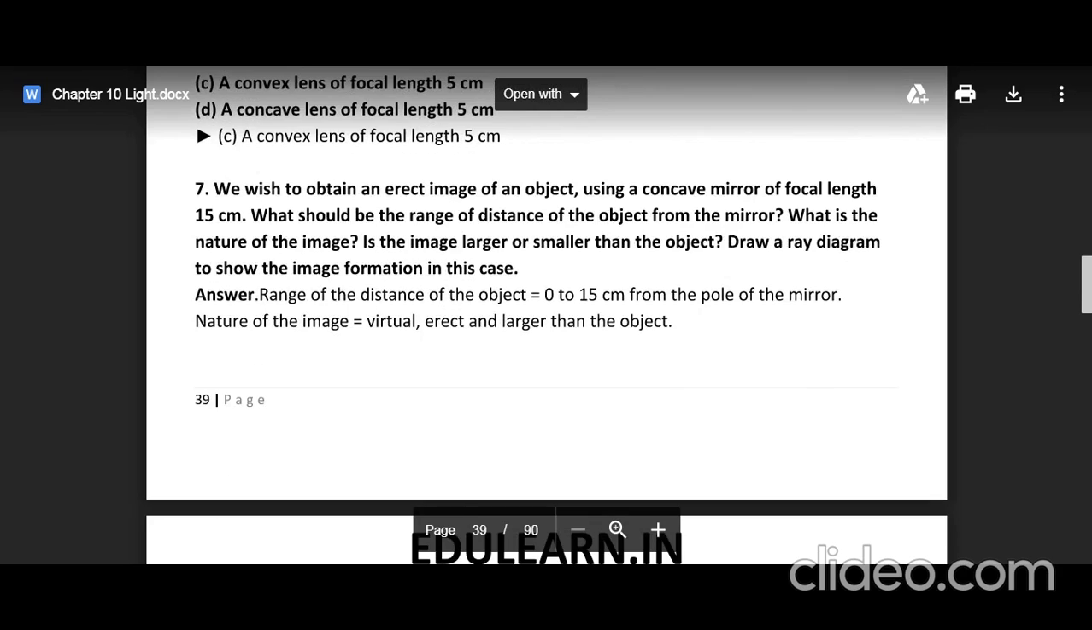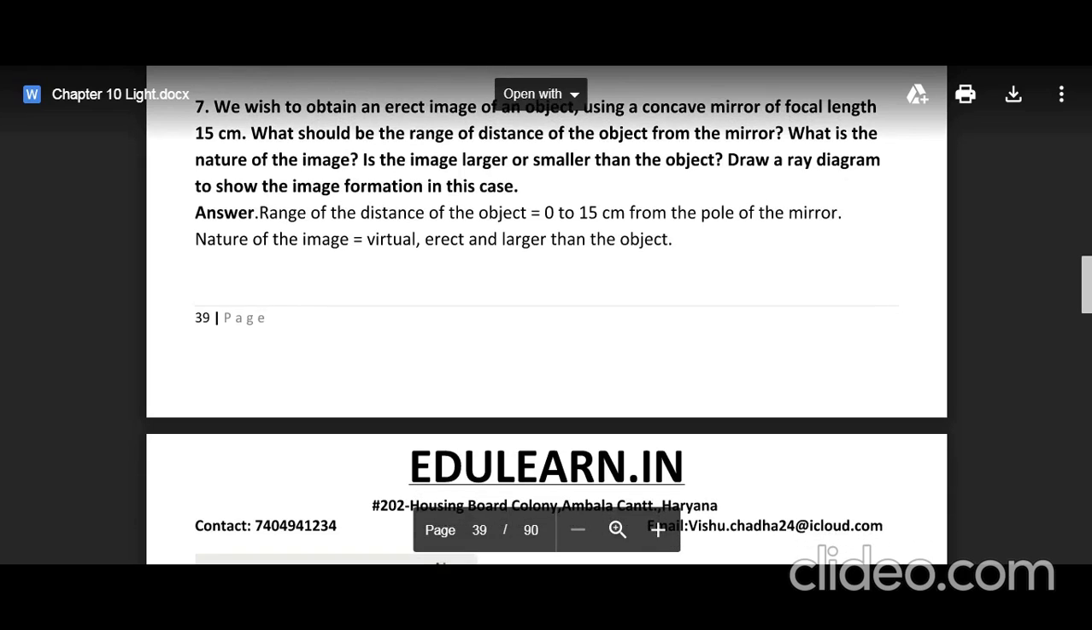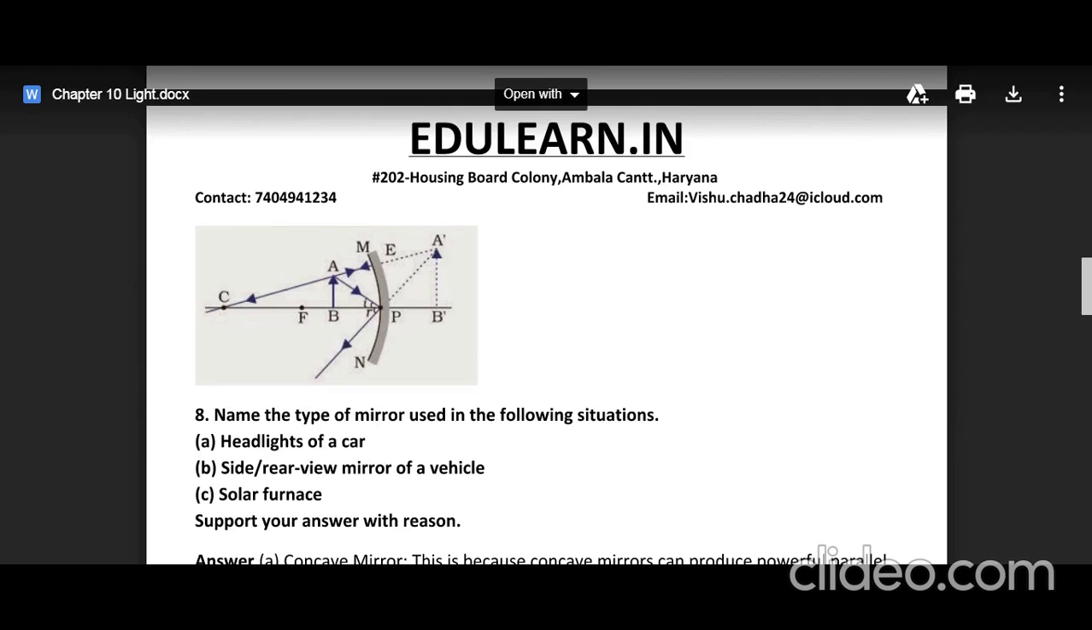You can solve it. And we wish to obtain an erect image of the object using a concave mirror of focal length 15 centimeter. What should be the range of distance of the object from the mirror? What is the nature of the image? It's quite simple. The range of the distance of the object is 0 to 15 centimeter from the pole of the mirror. Nature of the image is virtual, erect and larger than the object, right? So this is the case which is getting formed. You can see the nature of the image. It's virtual, erect and larger as compared to the size of the object, right? Now this is what we have done.